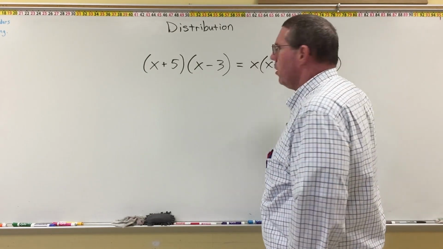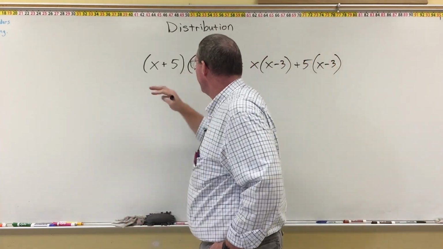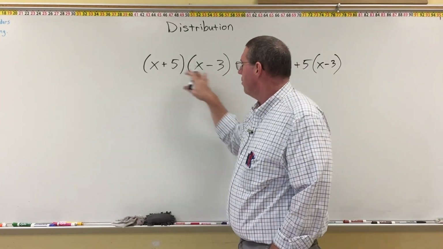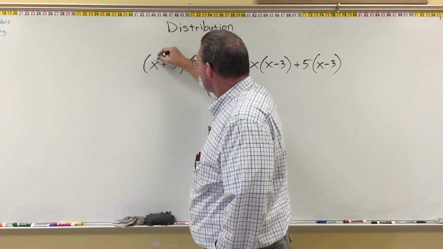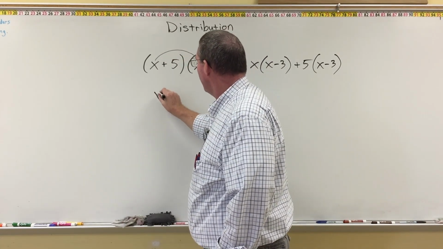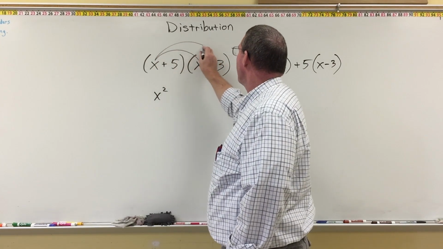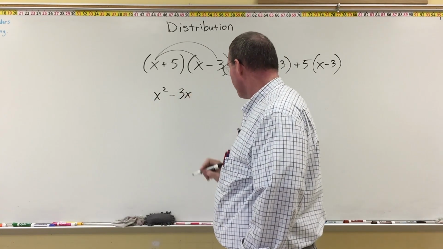So let's leave this one alone just for a minute and come over here. Let's pretend that that's not there. Let me show you how a lot of people wind up doing this distribution of two terms times two terms. What they'll do is they'll multiply the x times the other x, and they'll get an x squared. Then they will multiply the x times the negative 3, and that'll give them negative 3x.